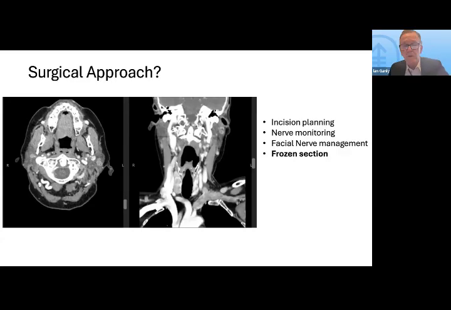With regards to the primary, really the only indication for me for doing a frozen section is where the tumor is adherent to the nerve, or the nerve appears to be infiltrated, and you think that you have to remove a segment of the nerve in order to get clearance. So in that situation, I would want to get a frozen section to confirm that we're dealing with cancer.